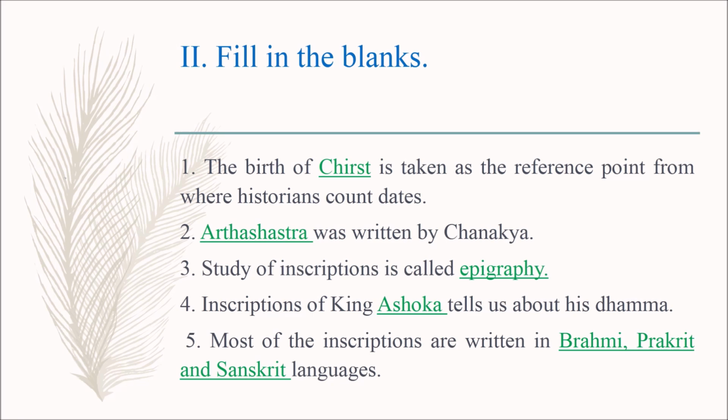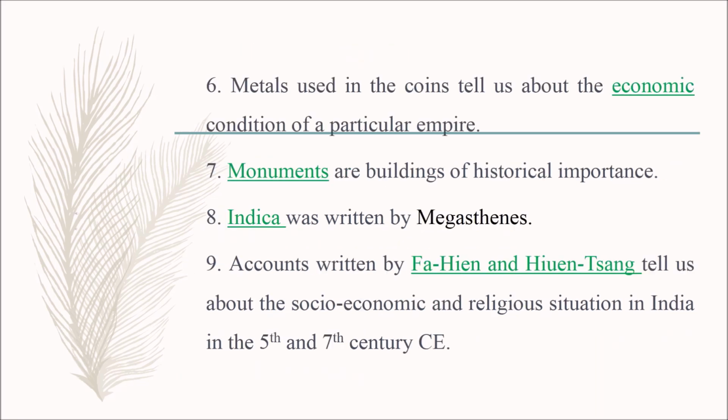Question number 5. Most of the inscriptions are written in dash and dash languages. So the answer is Brahmi, Prakrit and Sanskrit languages. Question number 6. Metals used in the coins tell us about the dash condition of a particular empire. So the answer is economic condition. Question number 7. Dash are buildings of historical importance. Here the answer is monuments.